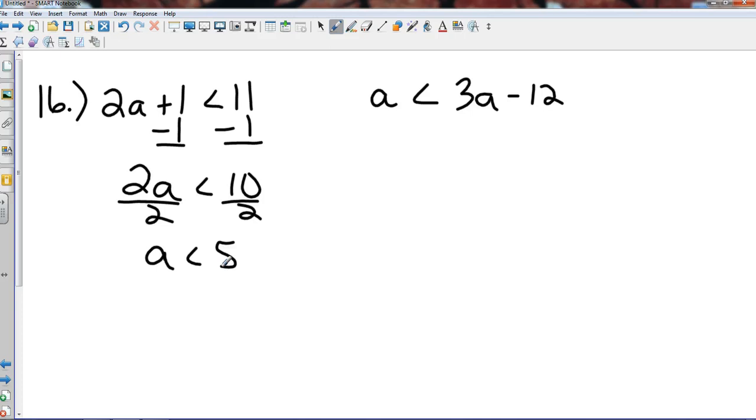Okay, I've got an A on the left side already. So I'm going to move the 3A just so I can keep everything on the left side. I know in the last few of these, some of you are thinking, well, Mr. Renaud, you taught us to move the smallest one over to the biggest one. That's not necessarily a rule. That's just a suggestion. You don't have to do that.